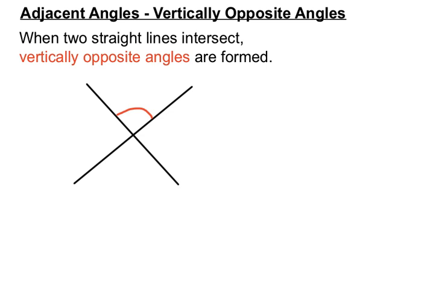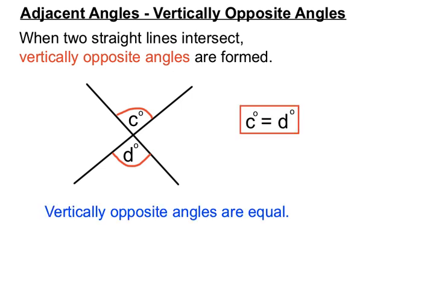Let's consider that top angle, which we might call C degrees, and that bottom angle, which we might call D degrees. We can trust that C degrees equals D degrees, and we call them vertically opposite angles. So they're on opposite sides of the diagram. Really, they're on opposite sides of that point of intersection, and we can say that they're equal to each other.